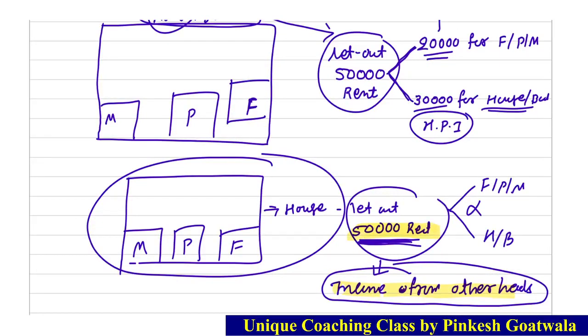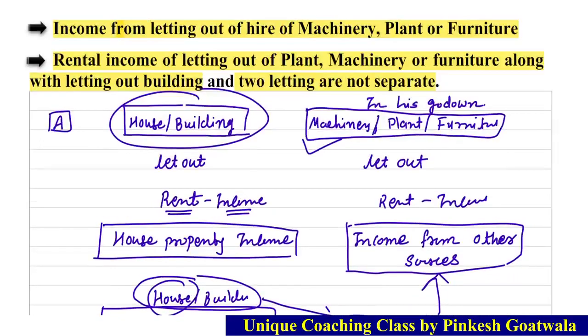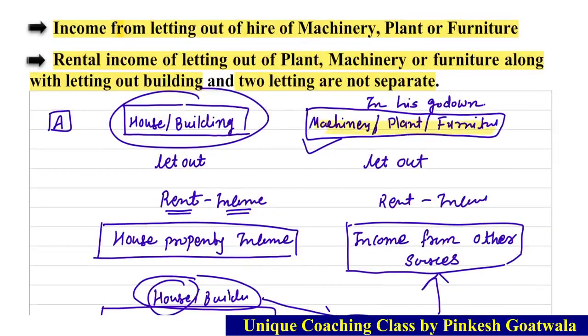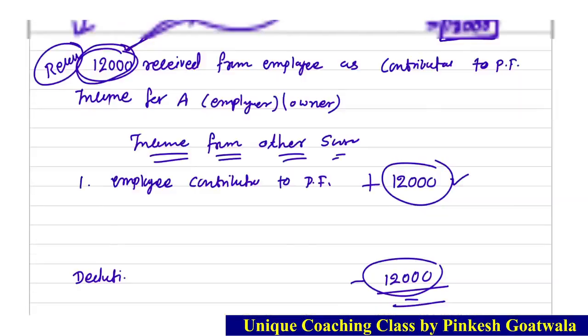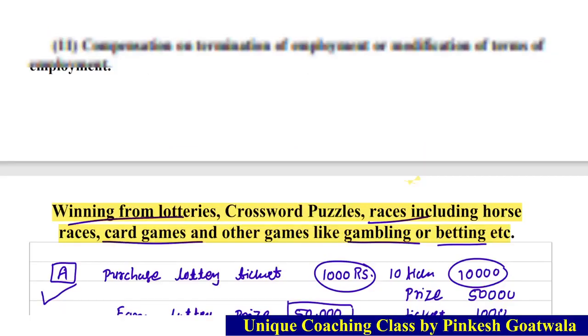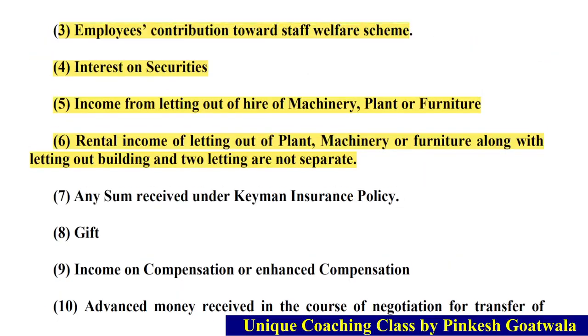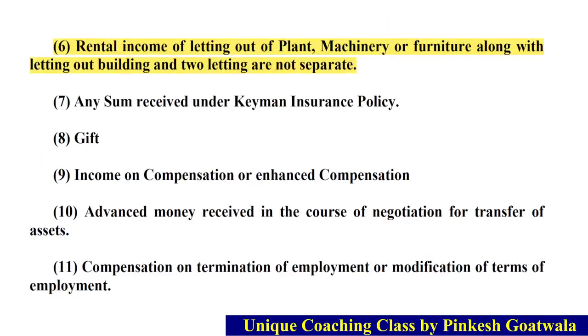Clear? Okay, so very simple logic. Simple point. Machinery, plant, furniture, under which head do they come? You just have to remember, if machinery, plant, furniture is given on rent, it will come under other sources. And if the building is also given on rent along with it and it cannot be separated, then the whole income will be considered income from other sources. Okay, clear? Now from the next video we are going to understand the remaining incomes. The remaining ones are interest on securities and the remaining from number 7 to 11. We will see it in the next video.